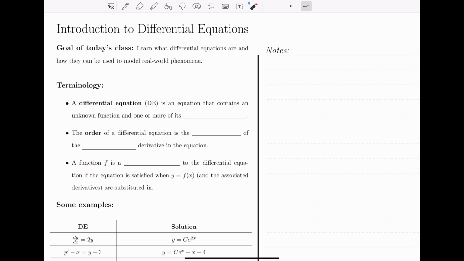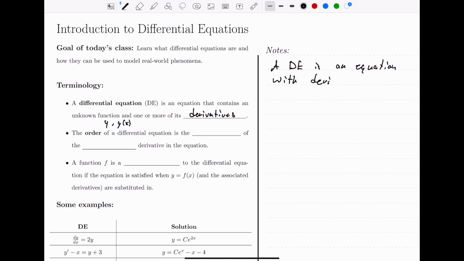A differential equation, and we can just abbreviate that as DE, is an equation that contains some unknown function, and usually for the function we'll just call it y, or sometimes we'll use y of x, but it really doesn't matter the function name. But it contains some unknown function and one or more of its derivatives. So very simplistically, a differential equation is an equation with derivatives. Just very simplistically, we could describe differential equations that way.